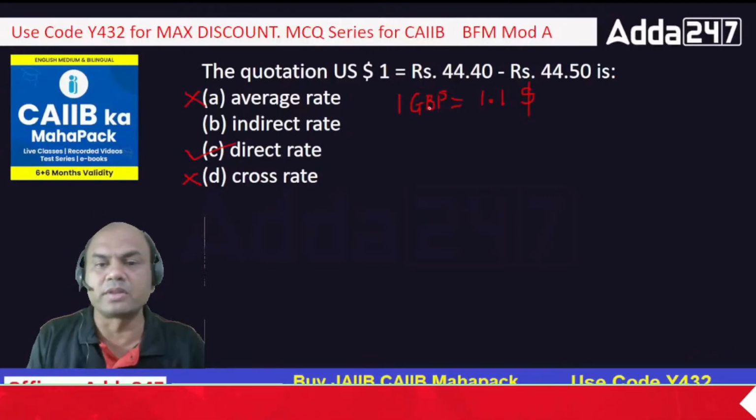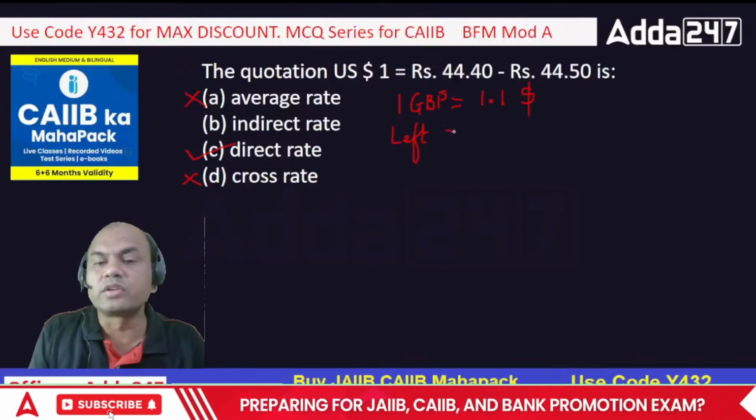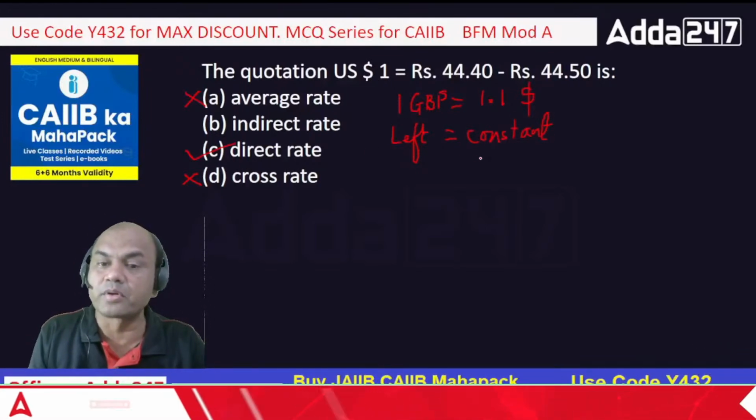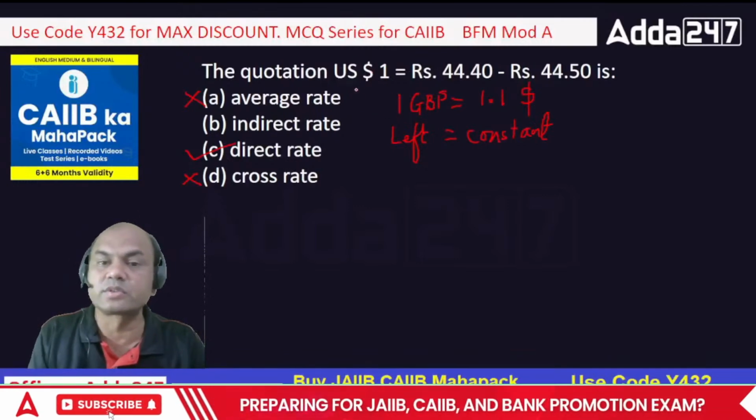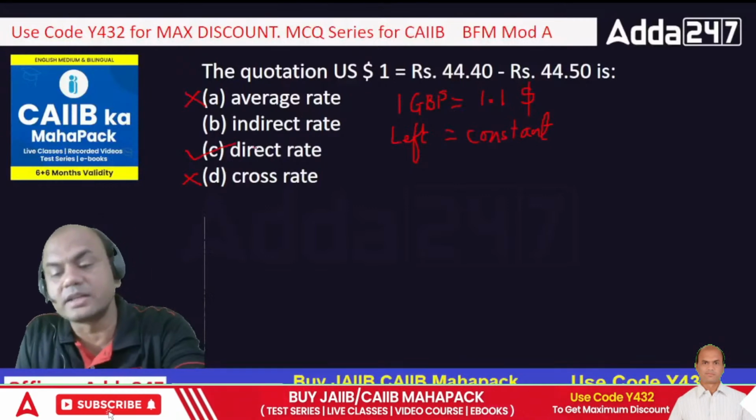See here, remember one simple logic. Whichever is to the left is always constant. Left is always constant. I am talking about the dollar rates and currency rates. Whatever is to the left will always be constant. So the answer is direct rate.